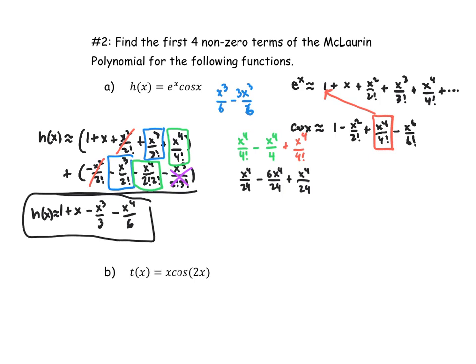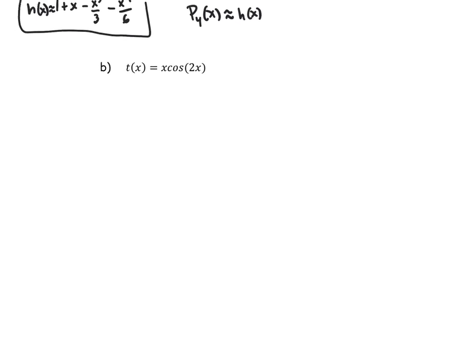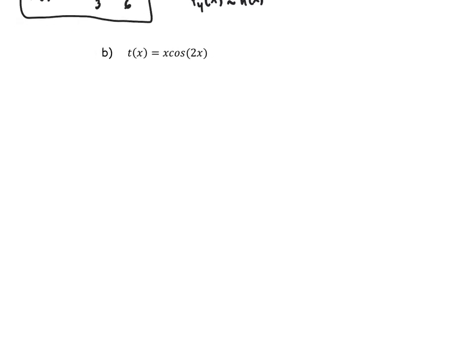This would be the fourth degree polynomial representation of h of x. All right, let's look at x cosine 2x. Okay, this is really interesting. But what I'm going to do is take x, which is equal to itself. There is no Maclaurin series for x. It is just x.